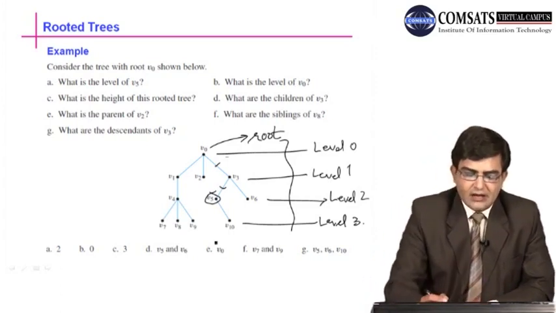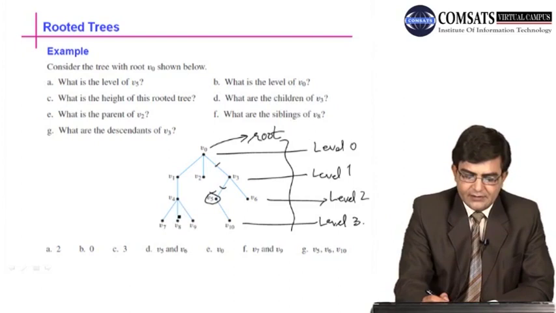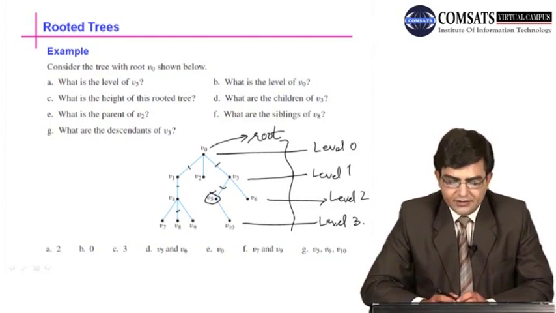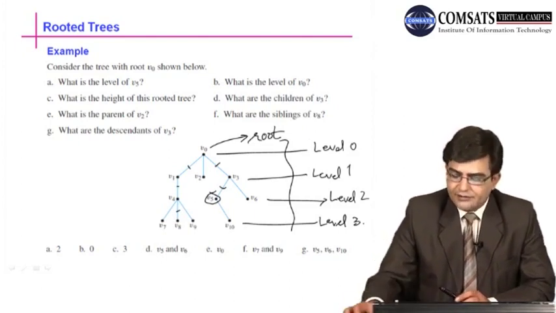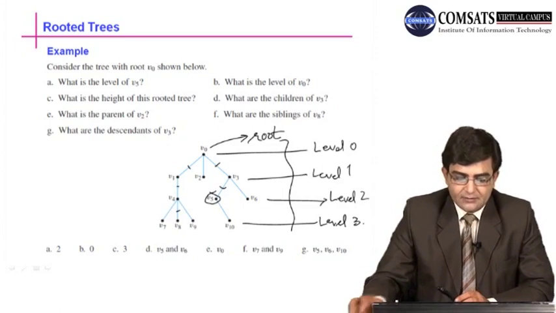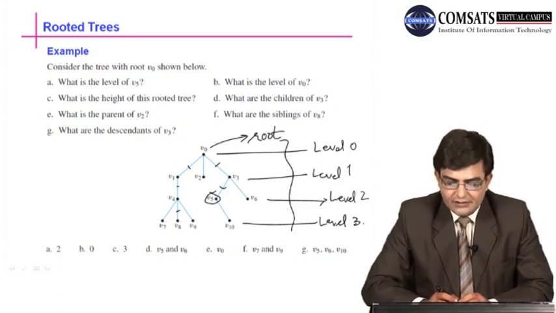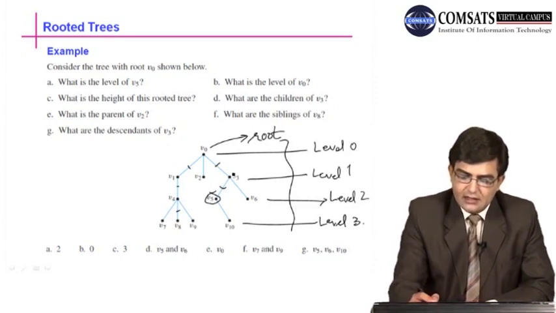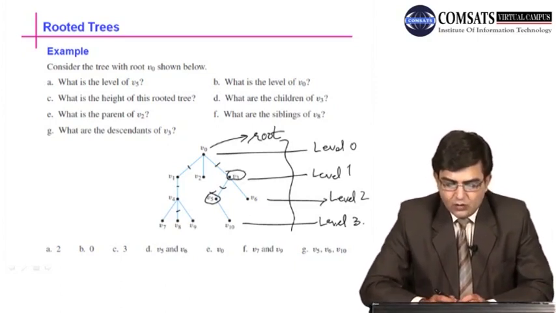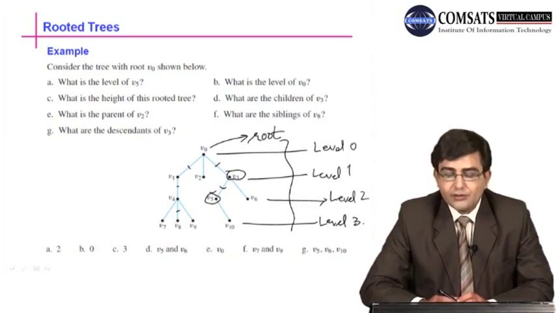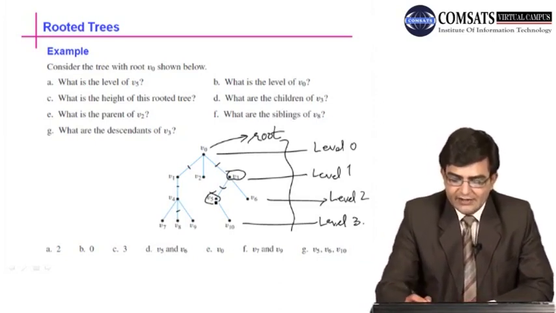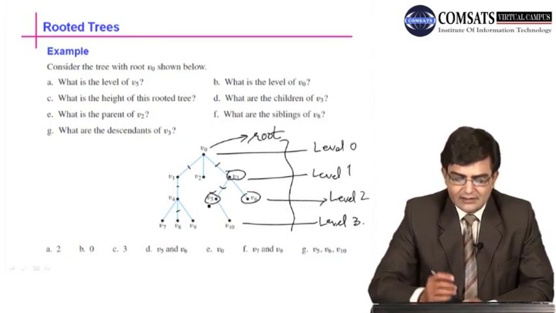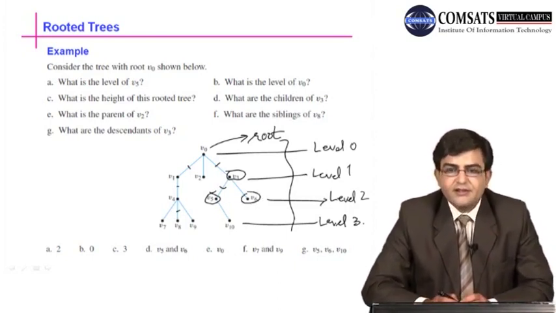So how many edges are there in this rooted tree? This is basically 1, 2, 3. So the height of this rooted tree is 3. In D part, what are the children of v3? Here is v3, and one level away from the root and connected to v3 are v5 and v6. Therefore v5 and v6 are the children of v3.